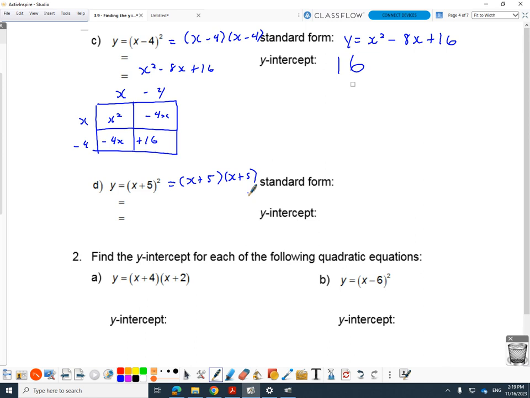So you just go x times x is x squared. X times 5 is 5x. 5 times x is 5x. 5 times 5 is 25. Okay? Do you have to do that? No. But now I get standard form, and now I'm going to ask Catherine again because she already answered this question just at the wrong time. So what's the y-intercept of this one? 25.